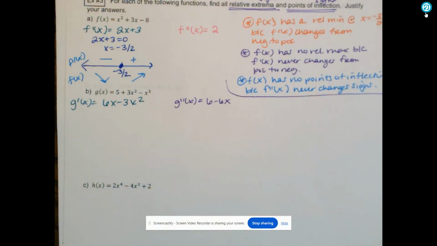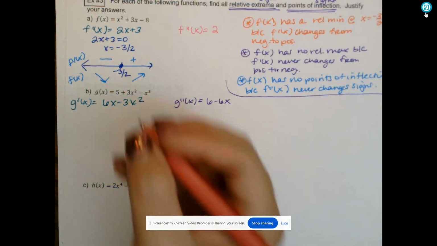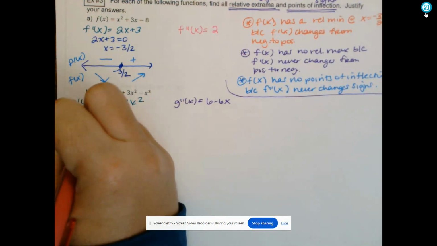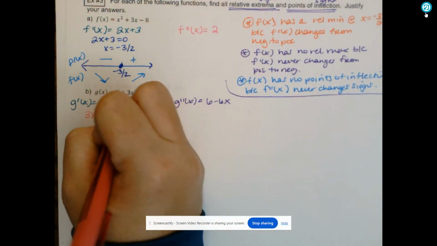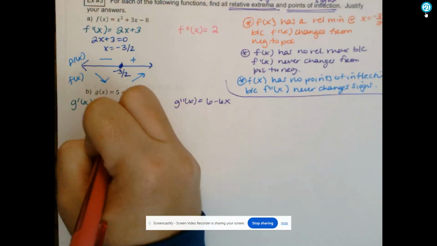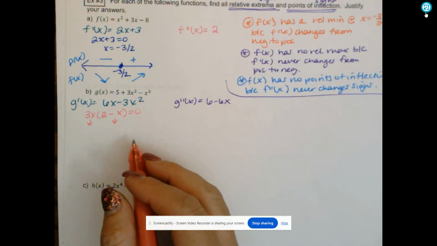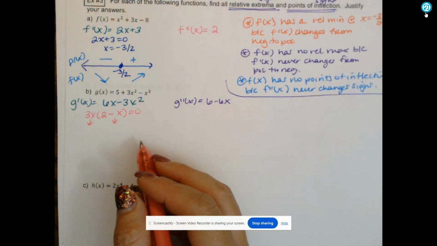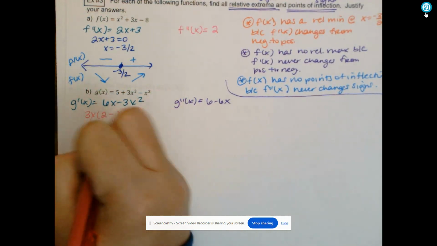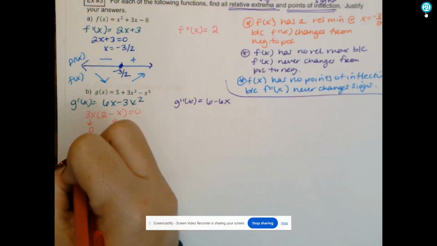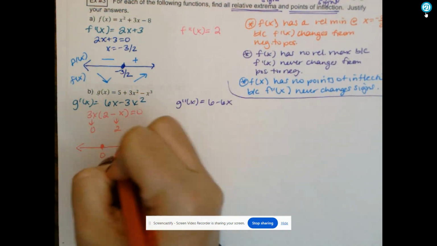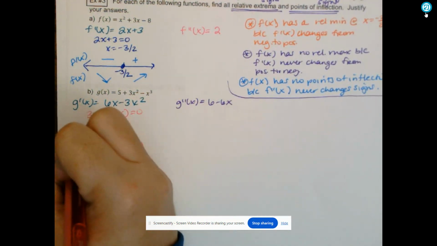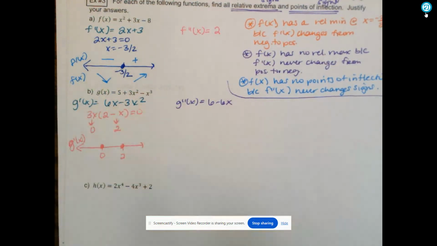Okay. All right, so let's see what we know here. We're doing g prime, sorry, set that equal to 0 so I can factor out my 3x. Which gives me 0 and 2 for my sign analysis. Those are both zeros. They both happen once, and this is g prime of x.